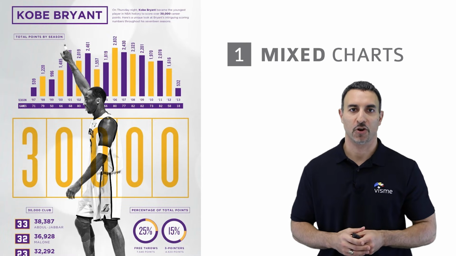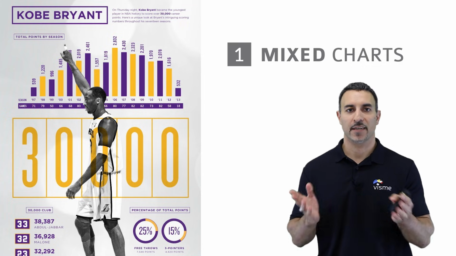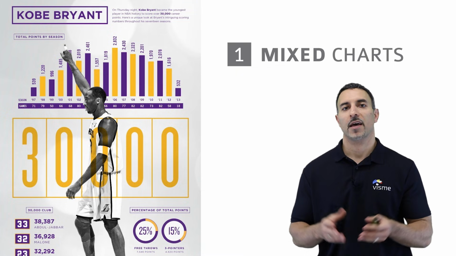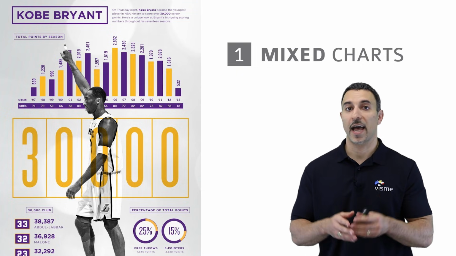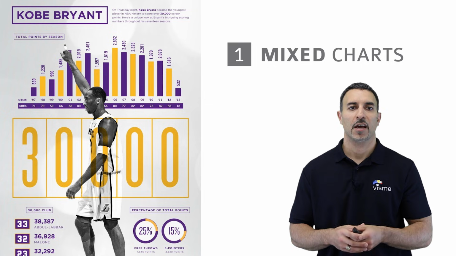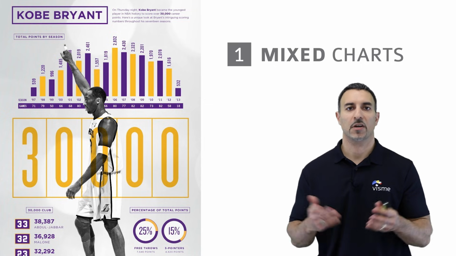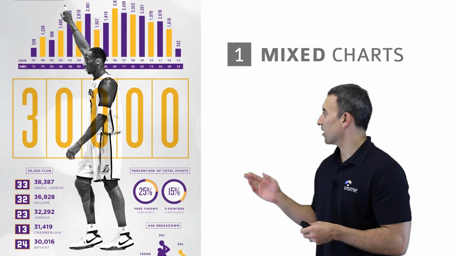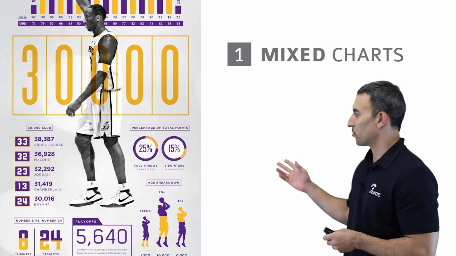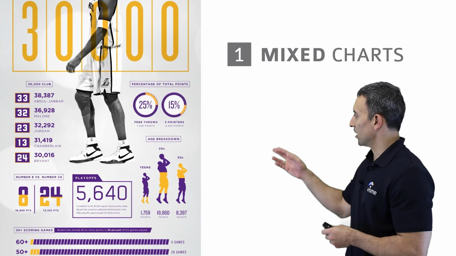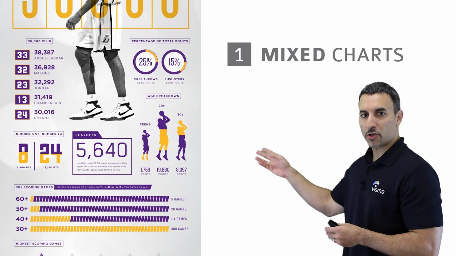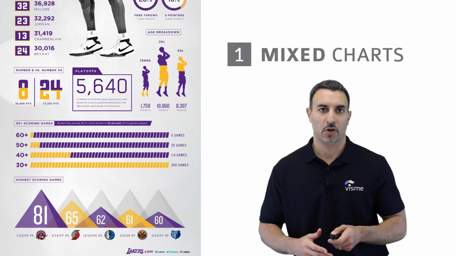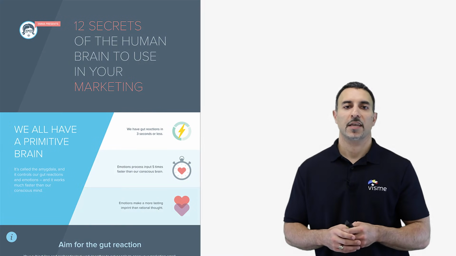Number 1 is mixed charts. So mixed charts is, as the name implies, different types of charts and graphs combined into one infographic. And it's basically best for many stats. When you have a lot of stats, facts, and figures, mixed charts would be a great format to utilize. For example, in this infographic here, this is about the various stats on Kobe Bryant. So if you look at it, they're utilizing a bar chart and also large stats as well as radial charts and so on.